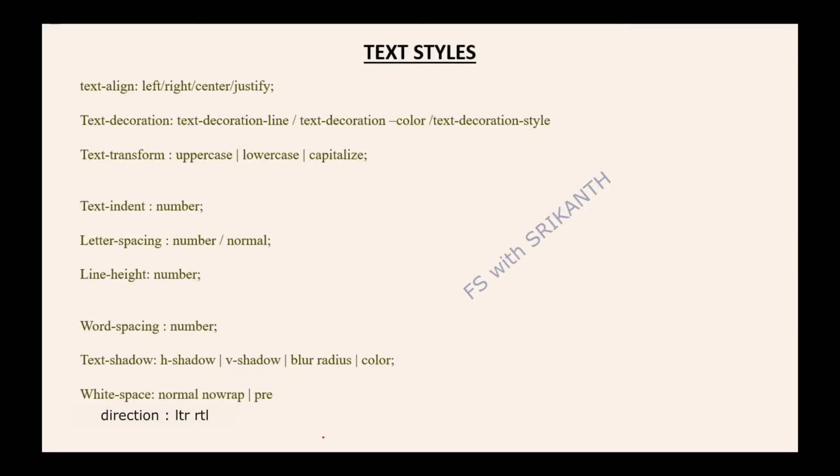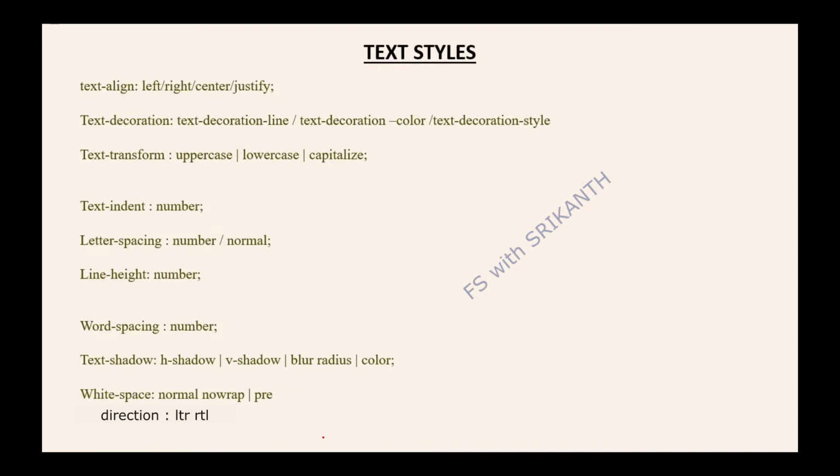With the help of text style, we can represent our text in different ways. The first one is text align. The text align property is used to specify alignment of the text. We have totally 4 alignments: left, right, center, and justify. Left means the content starts from the left side, and right means the content starts from the right side. Center means the entire content is placed at the center, and justify means the entire content is spread from left to right properly. The default value of text align is left.